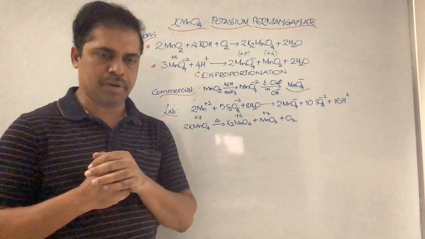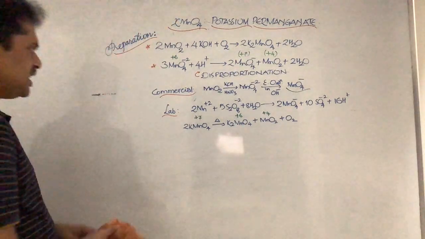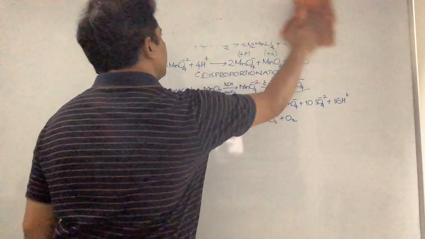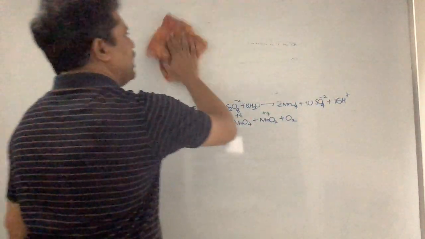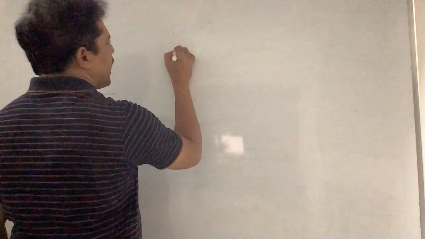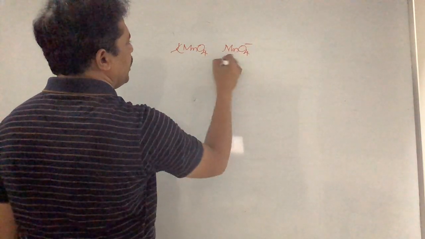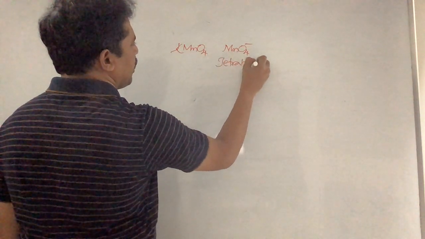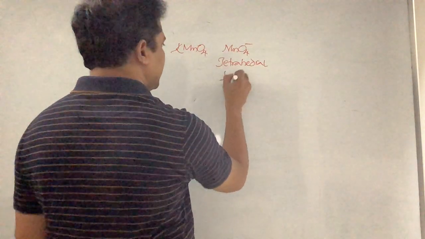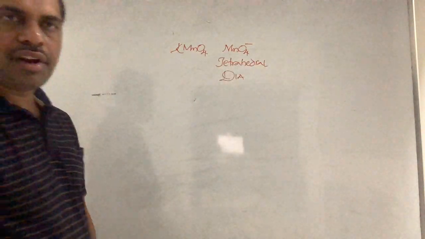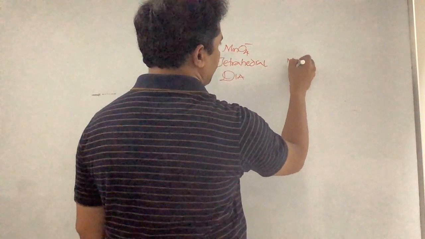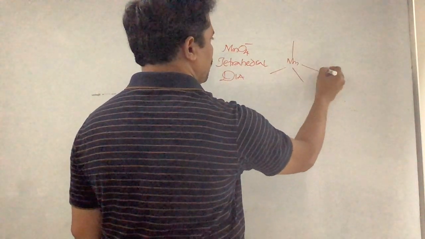What is the specialty of potassium permanganate? Potassium permanganate, as I said, is violet in color. KMnO4, its ionic form we write as MnO4 minus. It is tetrahedral. It is diamagnetic. Tetrahedral and diamagnetic. You can see manganese: 1, 2, 3, 4.